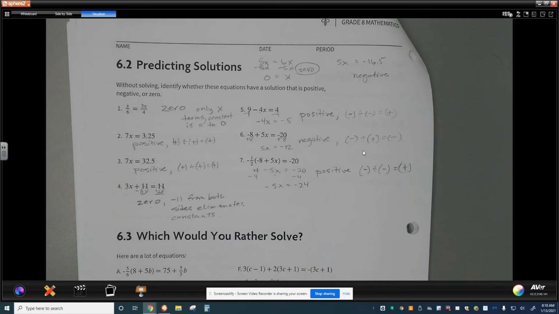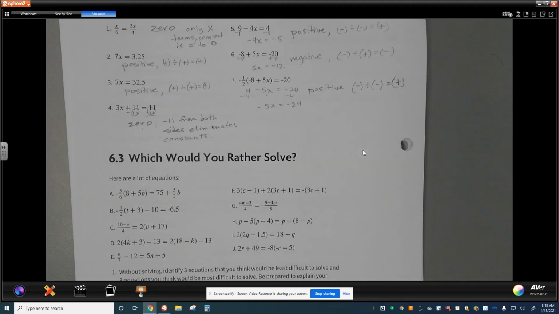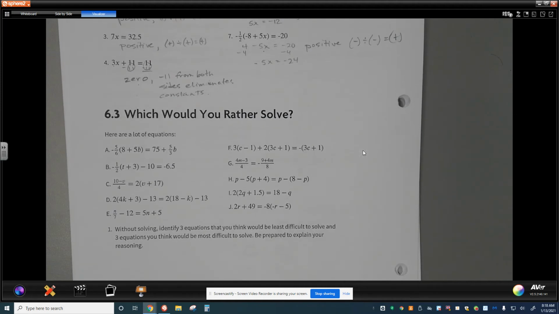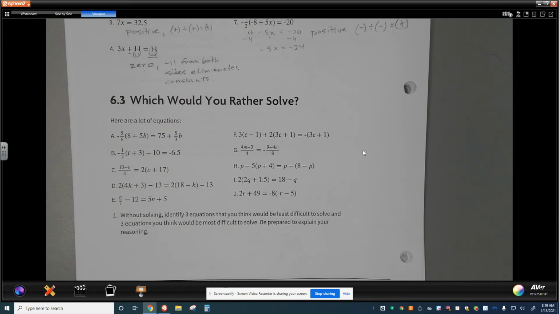All right. The next one, here's a lot of questions, a lot of equations. As we look at these, I know I haven't shown them to you, but just don't panic. There's a lot of equations. What we need to look at on these problems and what we need to decide is this. Without solving, identify 3 equations that you think would be least difficult to solve and 3 equations you would think would be most difficult to solve. Be prepared to explain your reasoning.